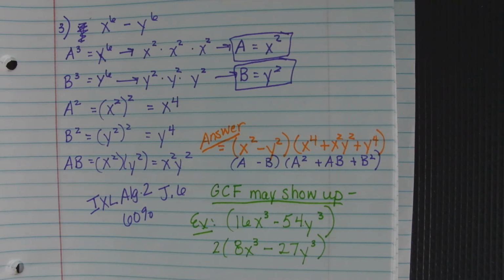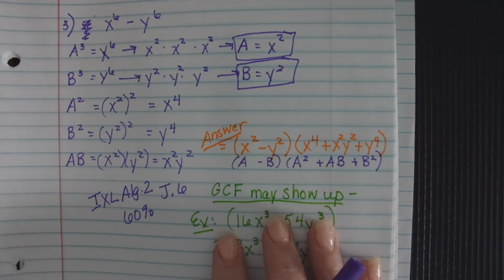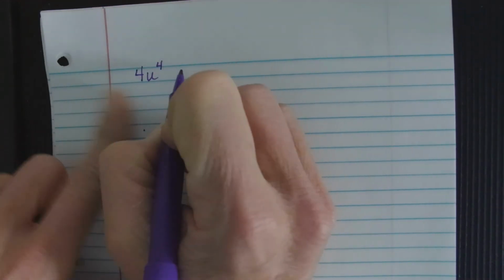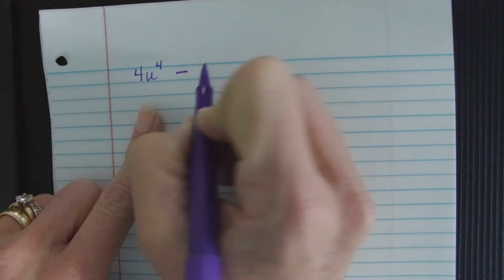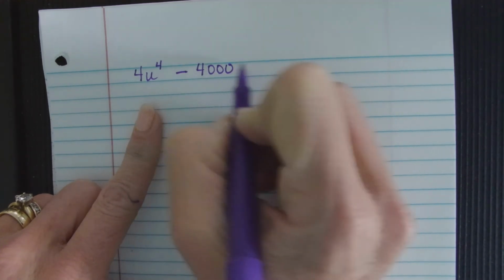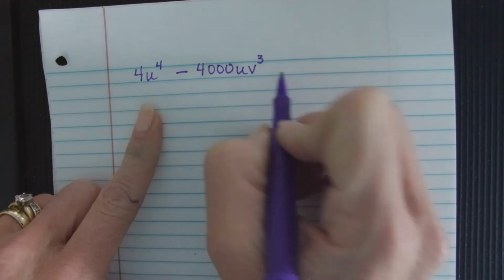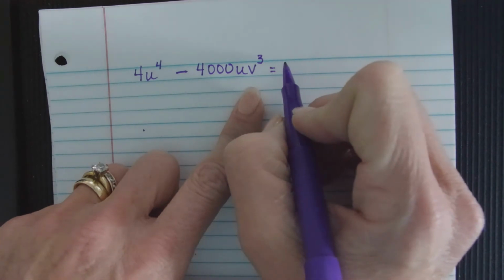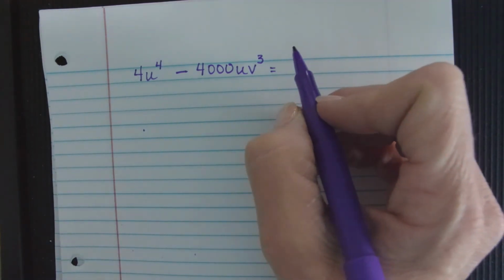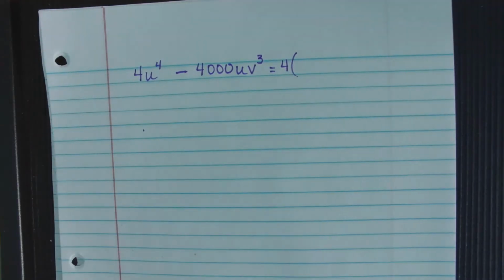Okay, you wanna give me that one, I'll do it. Avery, call that one out. The one I just gave you? Yeah. 4u to the 4th minus 4,000uv cubed, and they factored out a 4, right? Yeah. Okay, 4u. We can stop there.